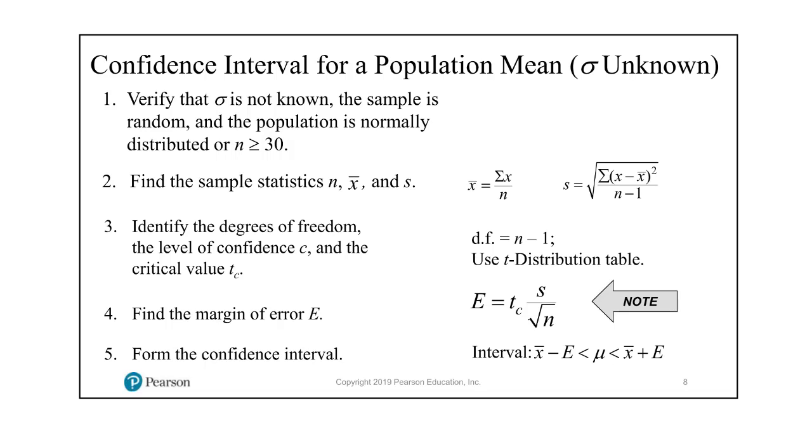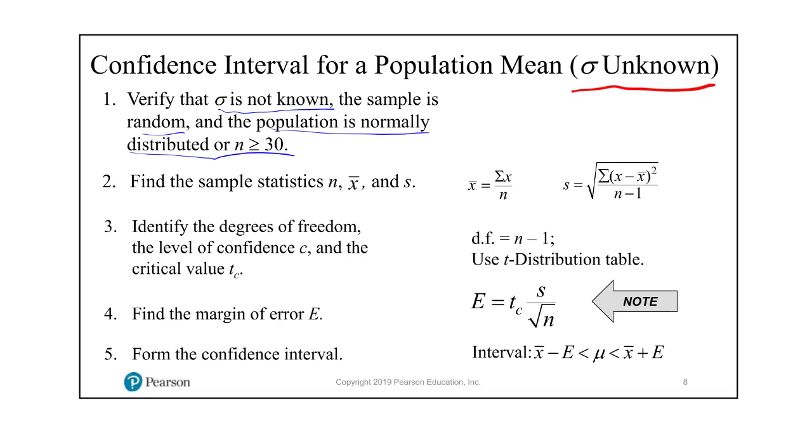So now let's see what is in the process of getting a confidence interval for a population mean when, again, sigma is unknown. That's the key here. That's why we're using t. All right, so we would want to know that sigma is not known, the sample is random, the population is normally distributed, or n is greater than or equal to 30.